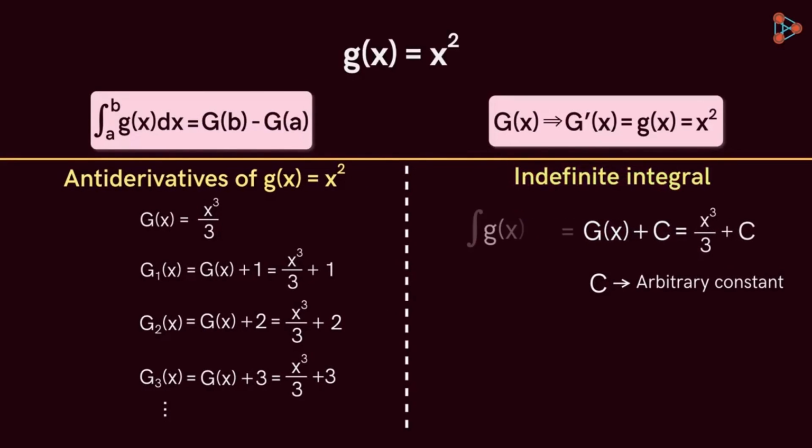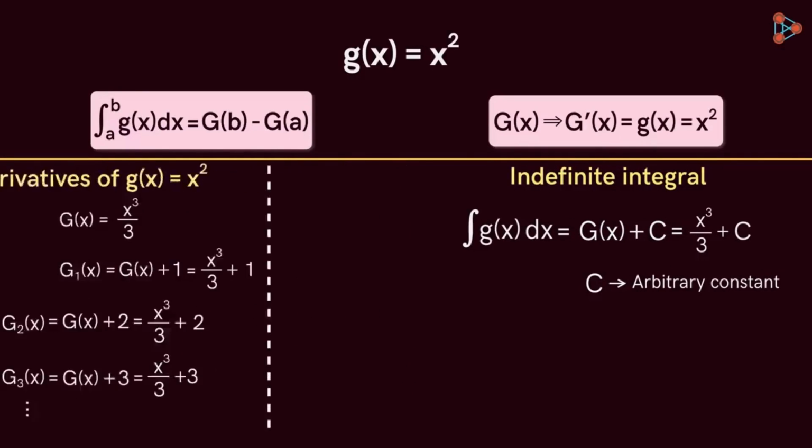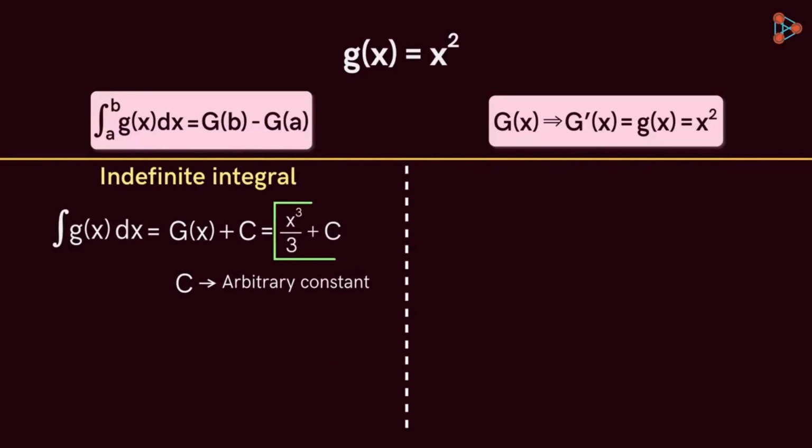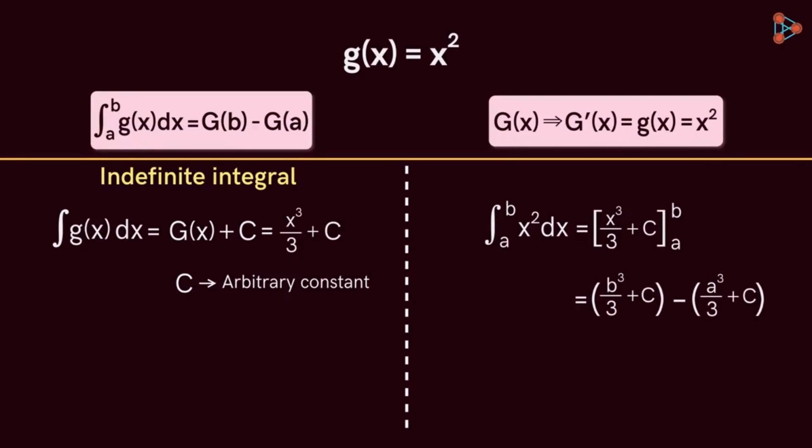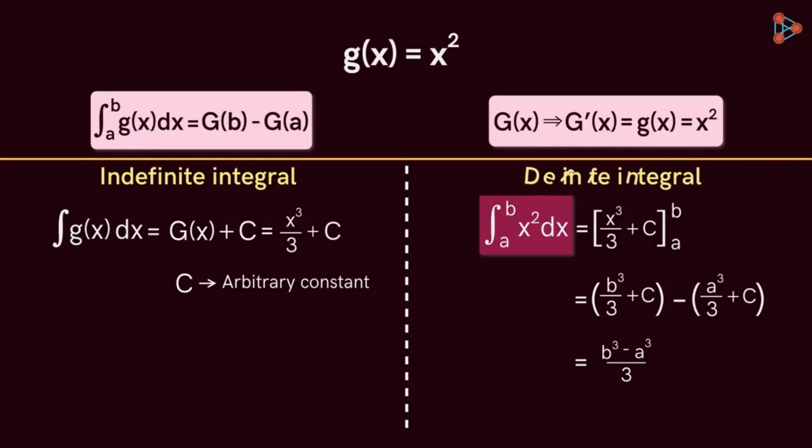We denote it by the integral symbol without the limits of integration. We can see that once we know the indefinite integral, we can easily find this integral. The indefinite integral of x squared is equal to x cubed over 3 plus a constant c. And evaluating it at the limits of integration, we will get this. Notice that for this integral, we will get a number as our answer, whereas for the indefinite integral, we get a function. So this integral with the limits of integration is called the definite integral.